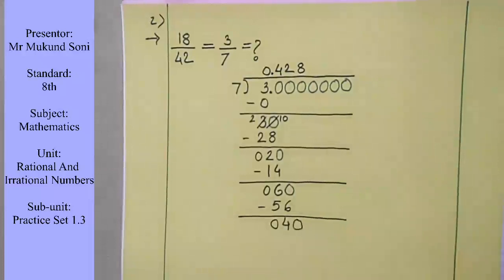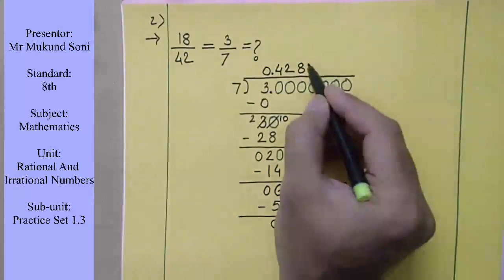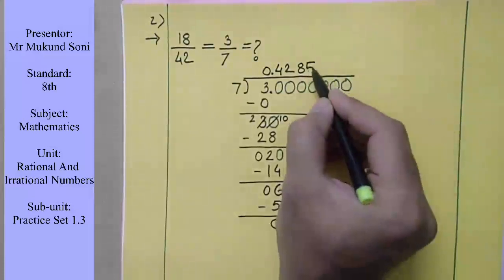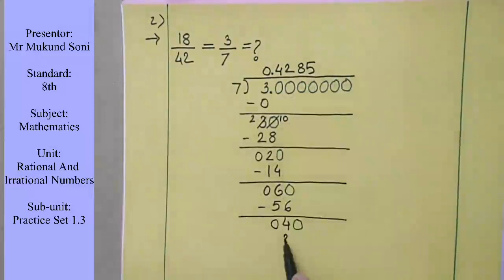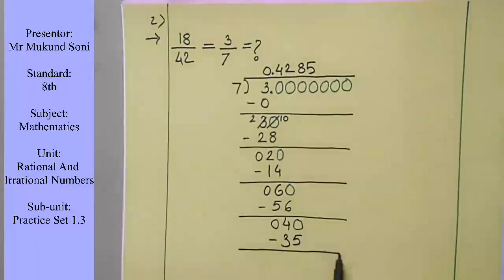Again think in the table of 7, less than 40 but close to 40. 5 7s are correct, that is 35. It will be subtracted from 40 and the answer is 5. Very good, everyone. Keep going until you find the remainder as 0 only.